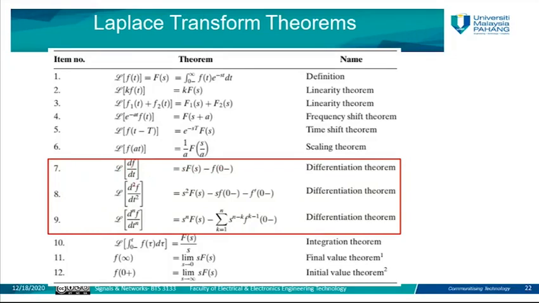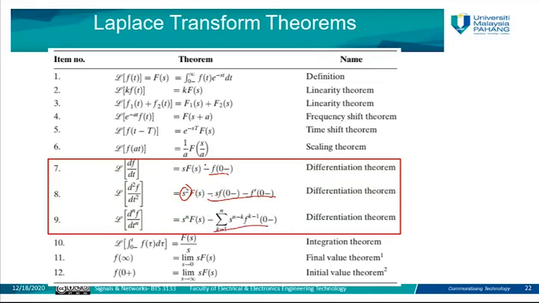If you have the second derivative, like d squared over dt squared, this will give you s squared F(s) minus s times the initial condition f(0) minus the initial condition of the first derivative at 0. Then if you have the nth power, this will give you s^n F(s) minus and so on. These initial conditions will either be given to you or will be assumed as 0.